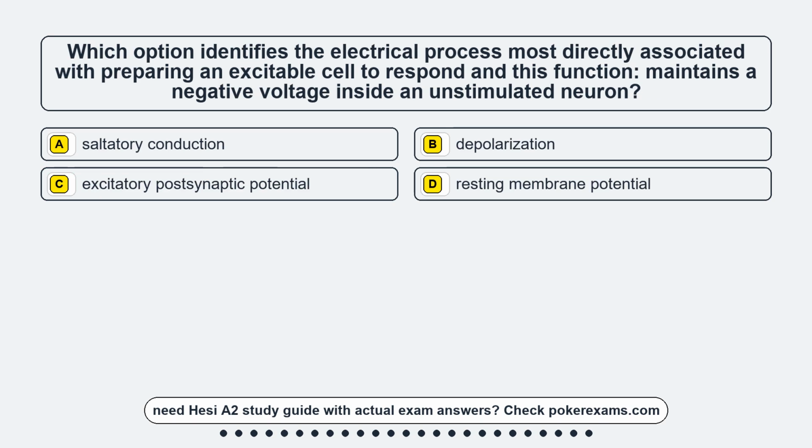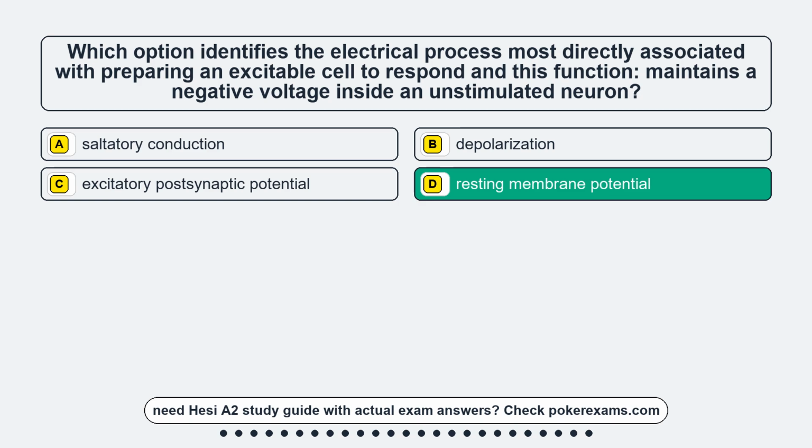Question 22. Which option identifies the electrical process most directly associated with preparing an excitable cell to respond, in this function, maintains a negative voltage inside an unstimulated neuron? Option A, saltatory conduction. Option B, depolarization. Option C, excitatory postsynaptic potential. Option D, resting membrane potential. The correct answer is option D, resting membrane potential.